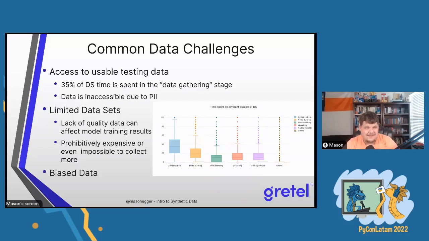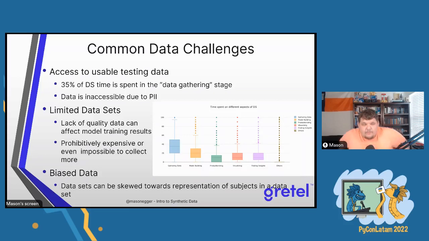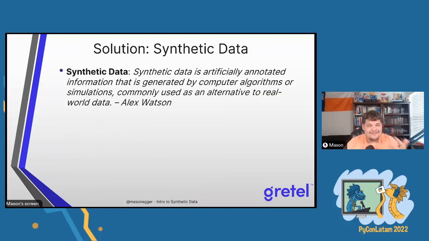And then we have biased data, which we didn't really cover in the examples, but we'll talk about later in this presentation, where data can be skewed towards representation of subjects in a different data set. So there's just bias in our data, and we have to figure out, how do we solve this problem? Well, a solution to all of these issues is synthetic data.